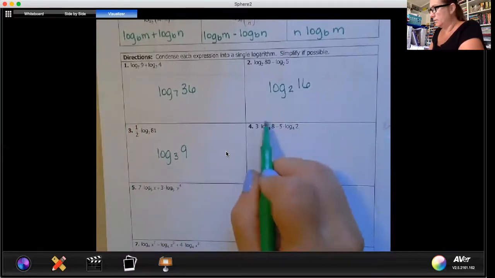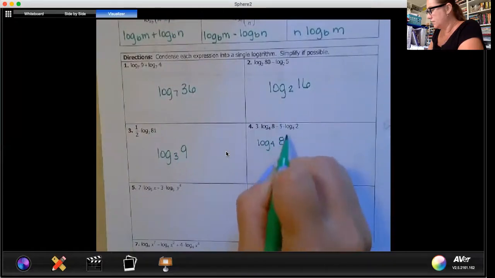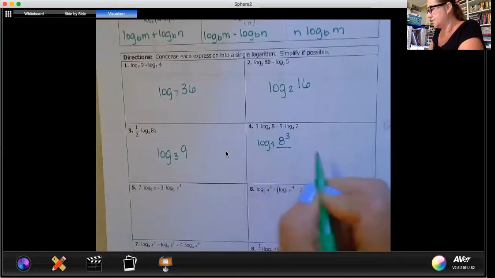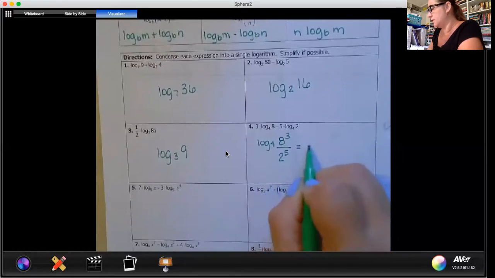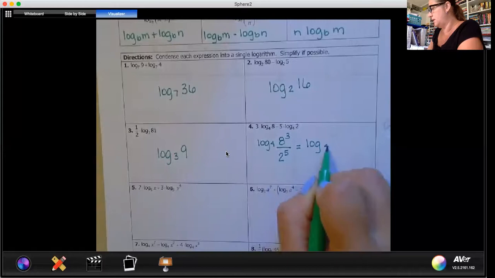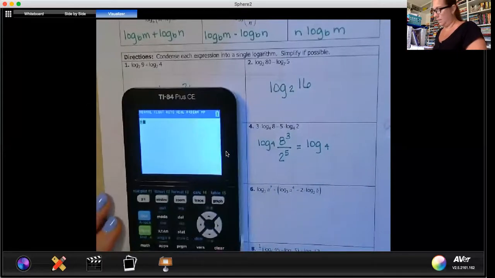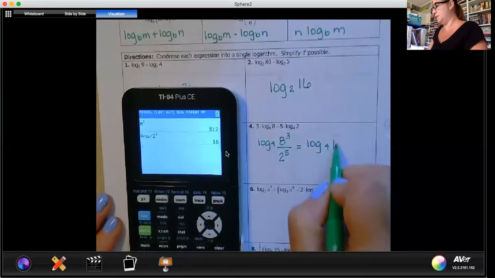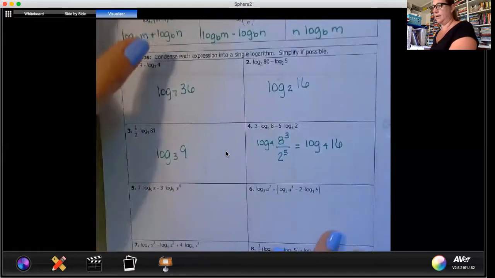The number in front becomes the exponent. So log base 4 of 8 to the 3rd. Subtraction implies division. Log base 4 of 2 to the 5th. And that's a fairly big number, so we're going to use our calculator for that. 8 to the 3rd divided by 2 to the 5th. Log base 4 of 16 is your answer. Again, there's another one where they're compatible. We'll talk about that a little bit later.